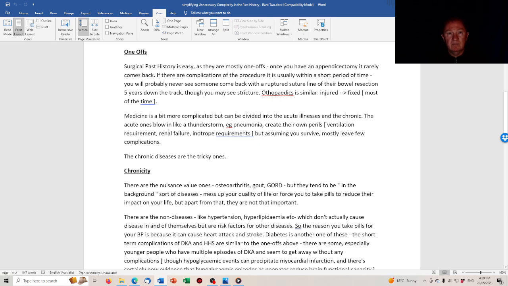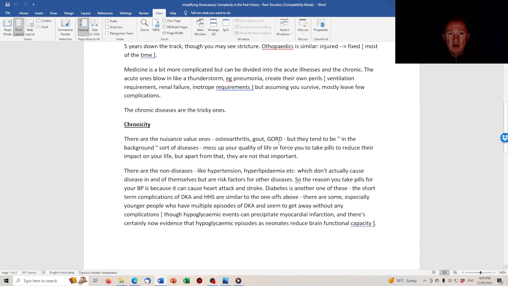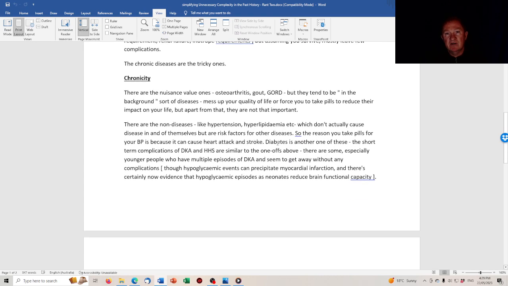But a lot of the acute medical ones aren't going to cause you that many problems. The chronic diseases you can divide into the more minor ones, which tend to be in the background sort of diseases. They can mess up the quality of your life, but they're not going to kill you, I guess, is the important thing. They can certainly mess up the quality of your life.